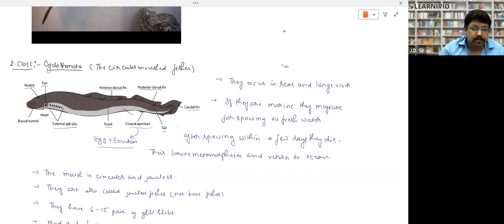Cloaca is the common cavity present at the end of the digestive tract, right? Actually, the cloaca is the same opening from where they excrete their undigested food, and the second, they also use the same opening for egg laying. Got it? So when a single pore has a dual function, this is called cloaca. Otherwise, if the egg-laying opening is separate and the excretory opening is separate, then you will use the term anus. Got it?